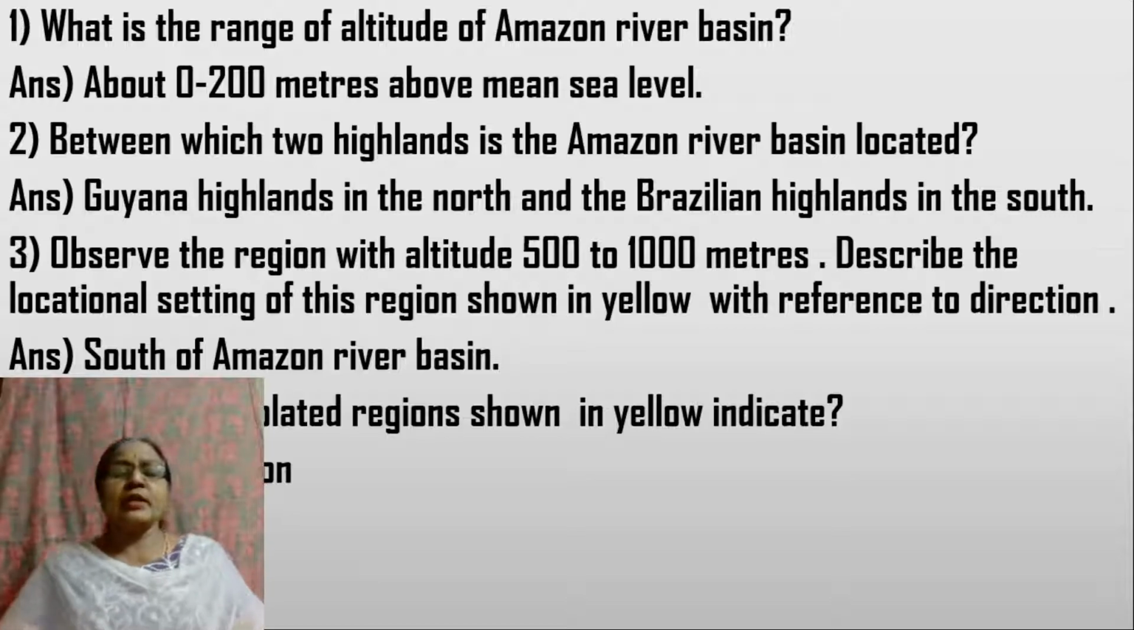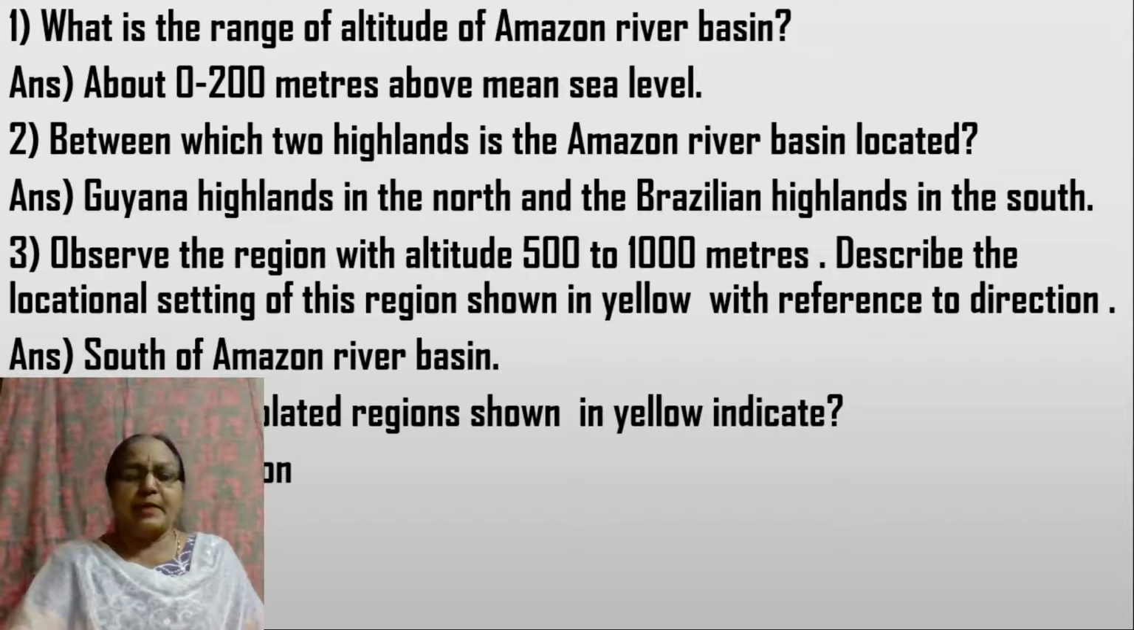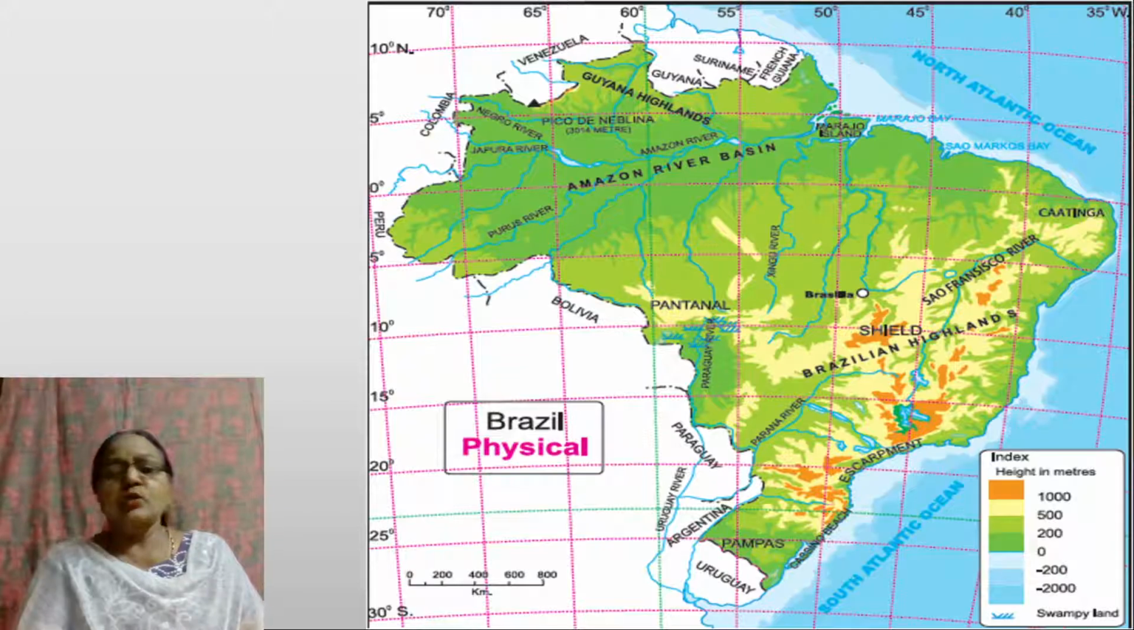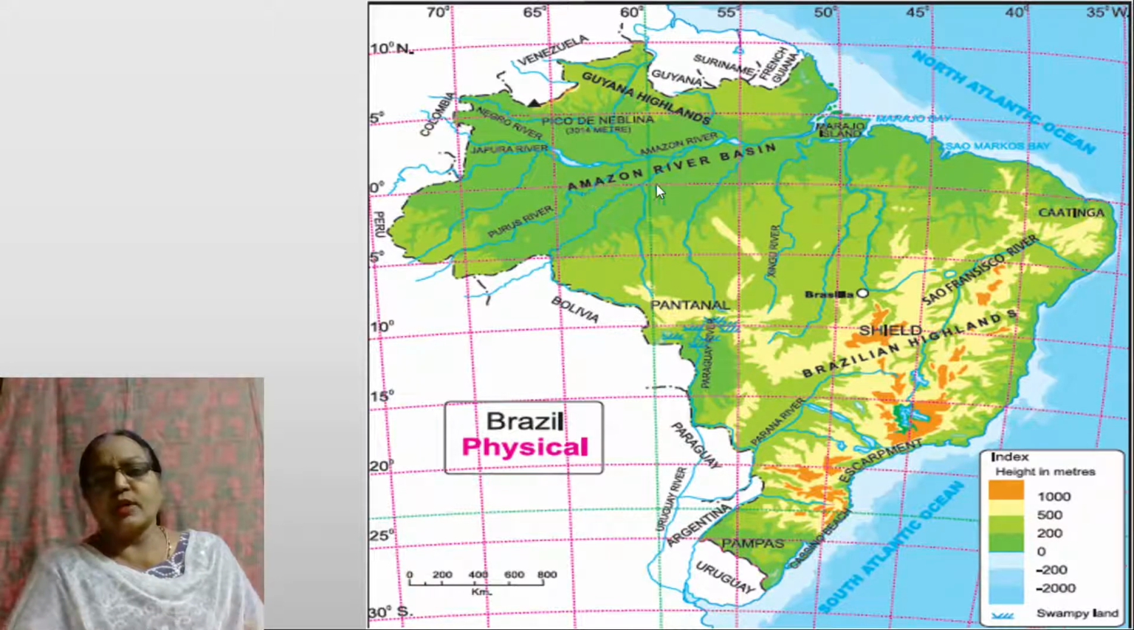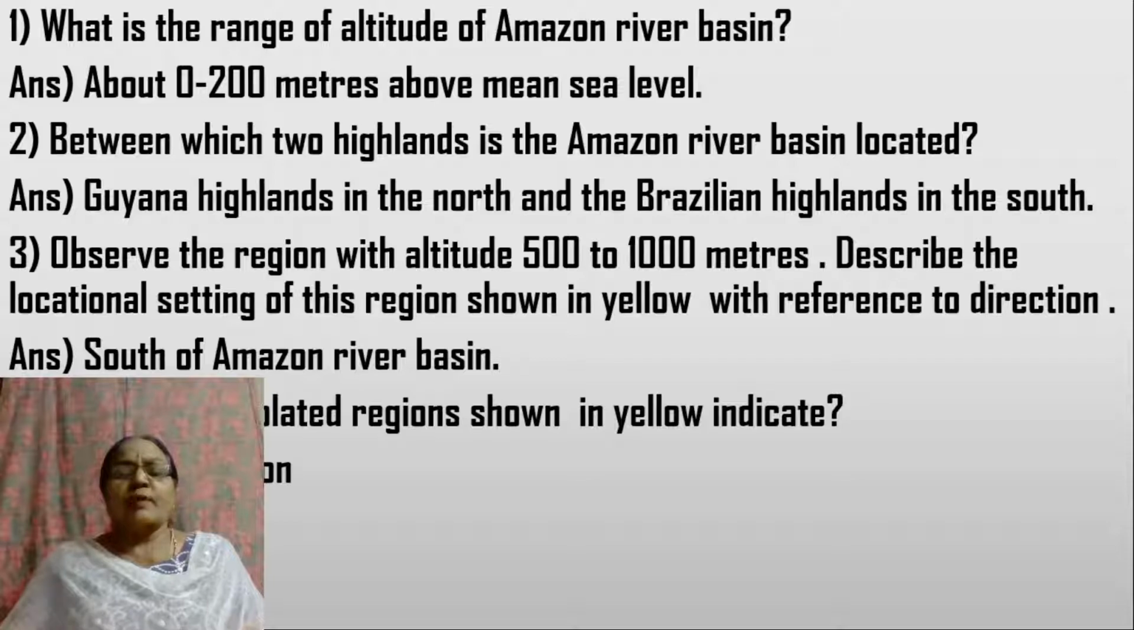Now let's come to the questions based on this map. What is the range of altitude of the Amazon River Basin? First find out where the Amazon River is. This is the Amazon River. What's the color given? It is green. So just find out, it is between 0 to 200 meters. So the altitude of the Amazon River Basin is 0 to 200 meters.